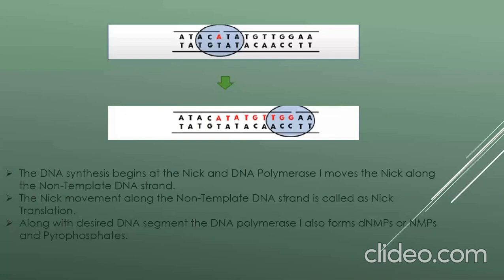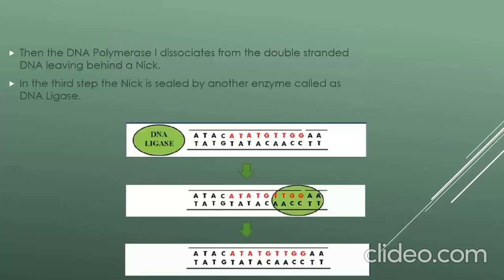Then the DNA polymerase 1 dissociates from the double-stranded DNA, leaving behind a nick. And in the third and final step, the nick is sealed by another enzyme called as DNA ligase. This is only about nick translation.